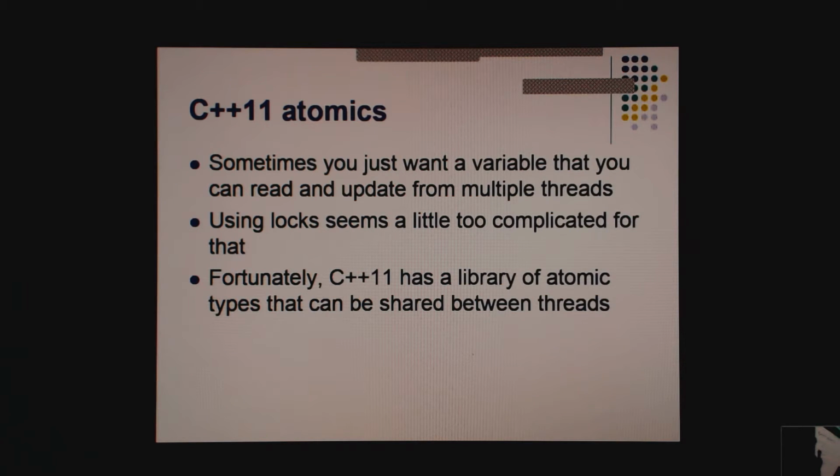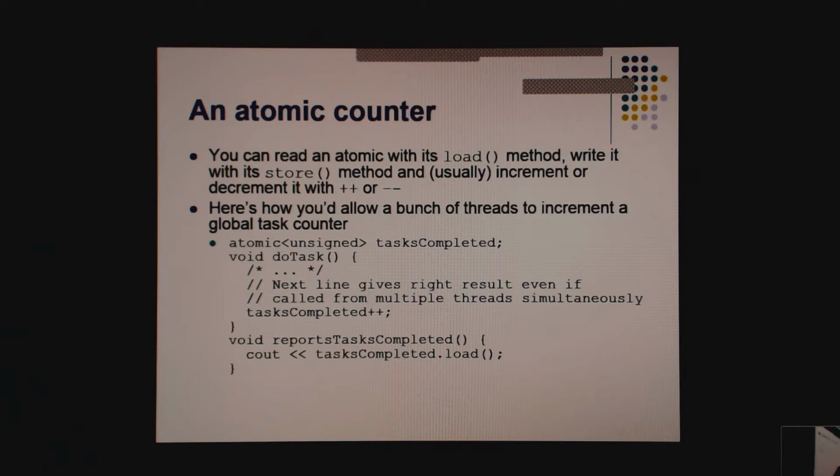Okay, let's talk a little about atomics in C++. So sometimes you just want a variable that you can do simple things with for multiple threads. A lock is too heavy for that. C++11 has a library of atomic types that can be shared between threads, and more importantly, processors actually have atomic instructions that these types can leverage. So here's an example of an atomic counter.